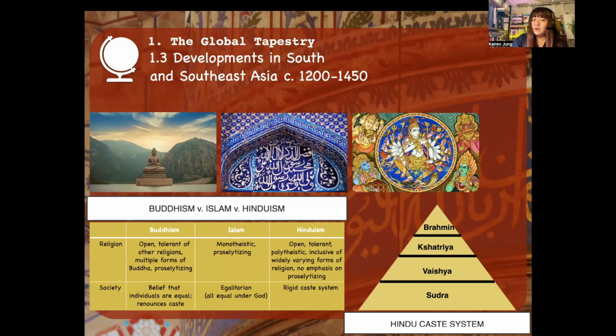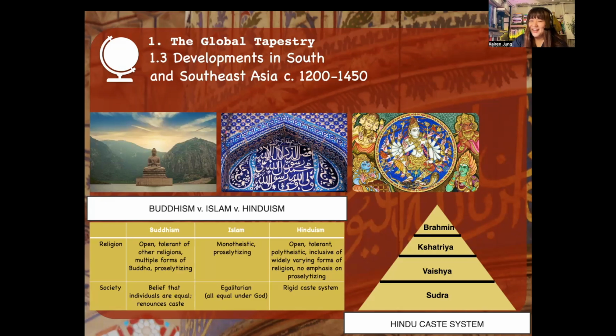Islam, however, even though it was egalitarian, this idea that everyone was equal under God, was monotheistic. So you could not have other forms of Allah. Allah is one. You have one God, and that's Allah, and anything else is blasphemy. They were very proselytizing. Hinduism was relatively open, tolerant, polytheistic, and inclusive of widely varying forms of religion. So if your god has like 9 heads and mine has 2, we don't fight. We just acknowledge it and move on, right? And so why would there be an emphasis on proselytizing either? Because your god and my god can be different, and our gods don't care, we don't fight, right?